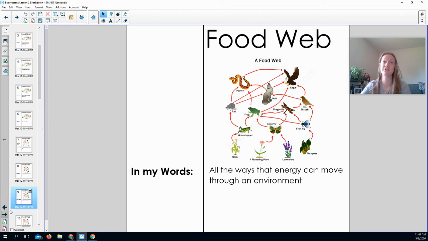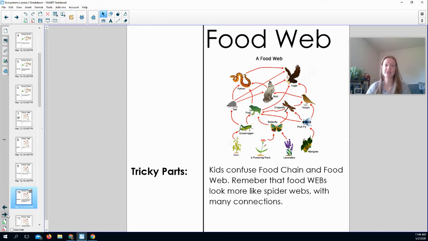So if you look at this food web here, you see this frog here has 4 arrows pointing towards it, meaning that it consumes 4 different things. It consumes grasshoppers, butterflies, fruit flies, and dragonflies. It's got 2 arrows pointing away from it, meaning that it's being eaten by 2 things, by pythons and by eagles. Tricky parts are that kids often confuse the food chain and the food web.